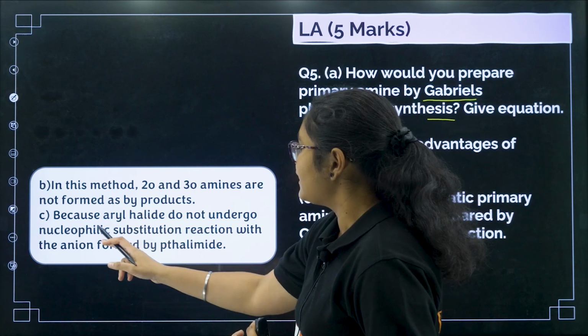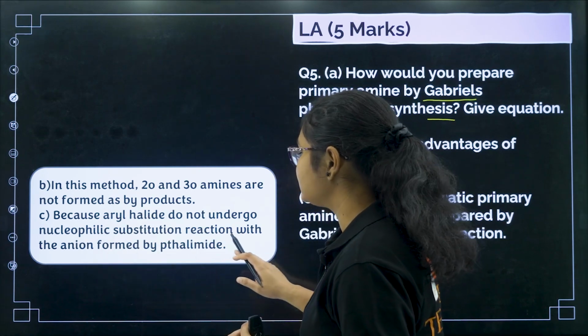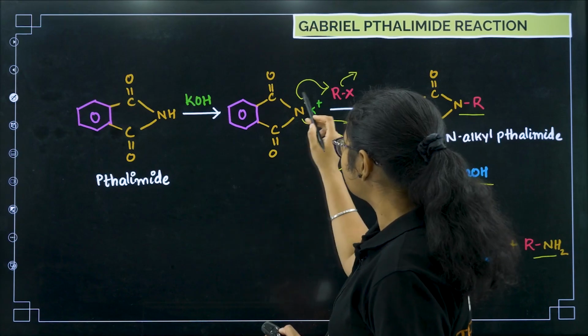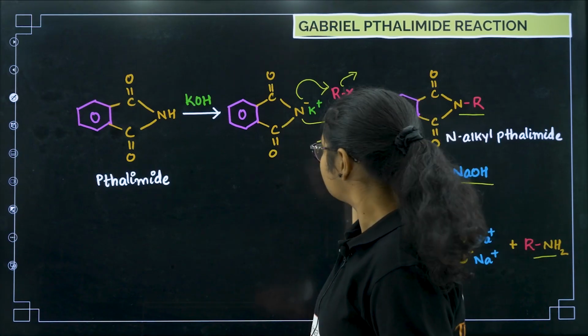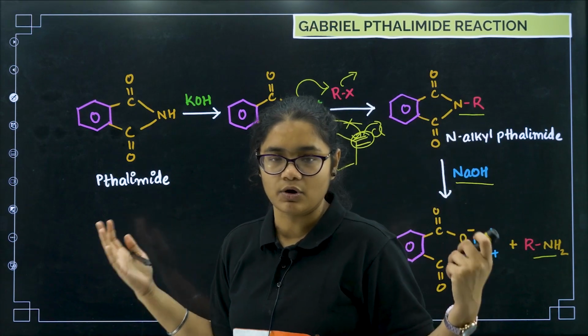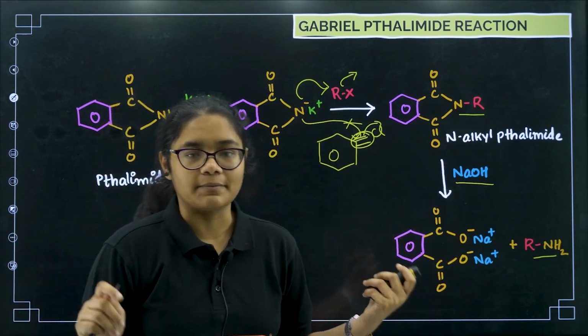That is because aryl halides do not undergo nucleophilic substitution reaction with the anion formed by phthalimide. So what is the anion formed? This is the anion formed by phthalimide. So these haloarenes cannot undergo these nucleophilic reactions. The reason we all know, we have studied in the haloarenes chapter as well.